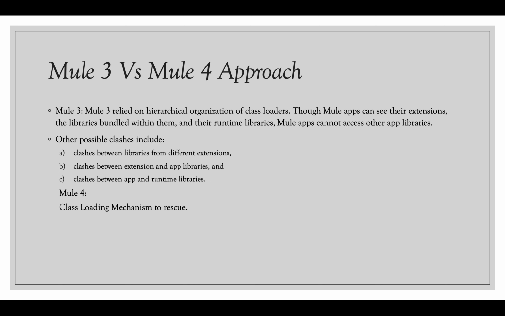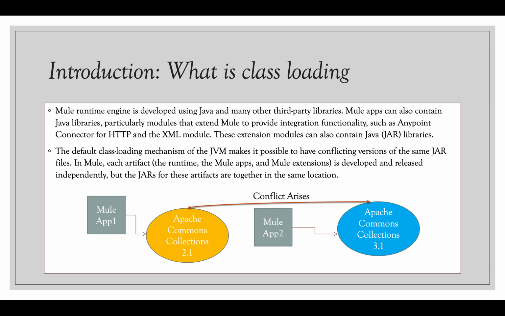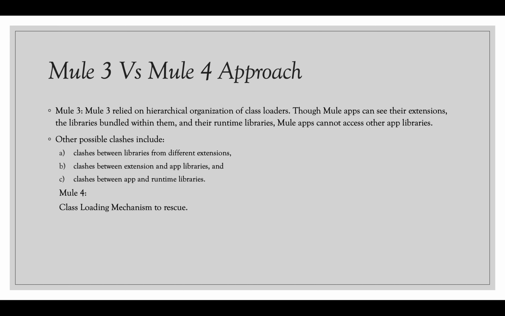So, Mule 3 versus Mule 4 approach. Mule 3 basically relied on a hierarchical organization of class loaders. So most of the Mule apps can see their extensions, the library bundle within them, and their runtime libraries. But Mule apps cannot access other apps' libraries. That is, Mule app 1 cannot use Mule app 2's 3.1. That is what we are trying to say over here.